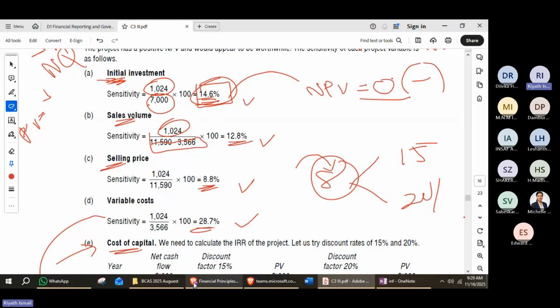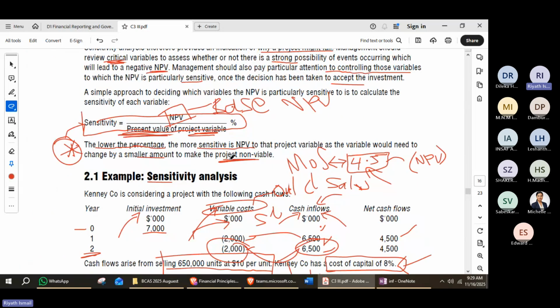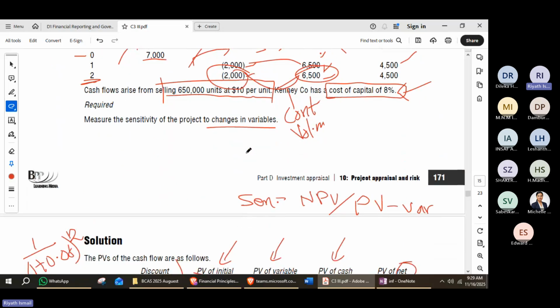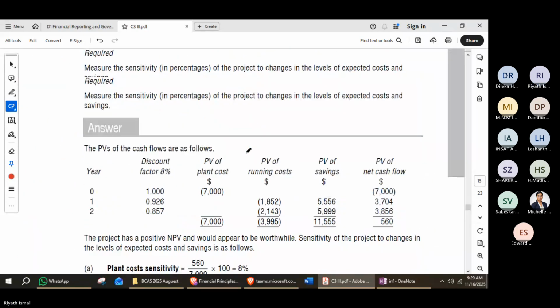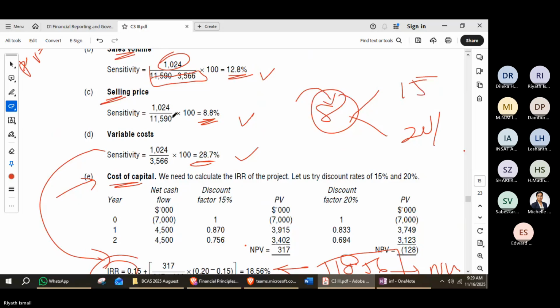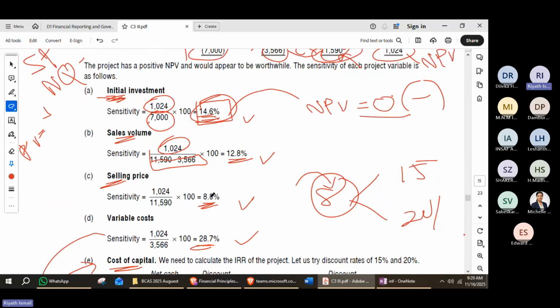Here I read this note. The lower the percentage, the more sensitive to NPV. Here, what's the lowest percentage? The lowest percentage is this sensitivity, selling price 8.8. This is most critical. So the management should closely monitor the selling price. A little change in the selling price causes NPV to go negative.